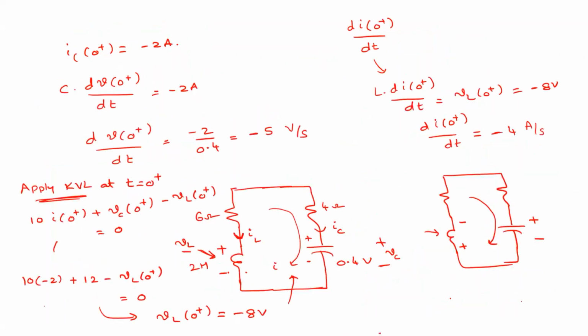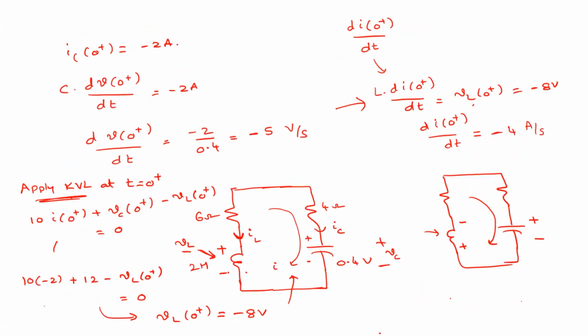And the next thing, I want to calculate the inductor voltage, so I used KVL here. Why do I require the voltage across the inductor? Because L into di of 0 by dt is equal to the inductor voltage. So from that you can calculate the rate of change of inductor current. That's why I used that expression, right?